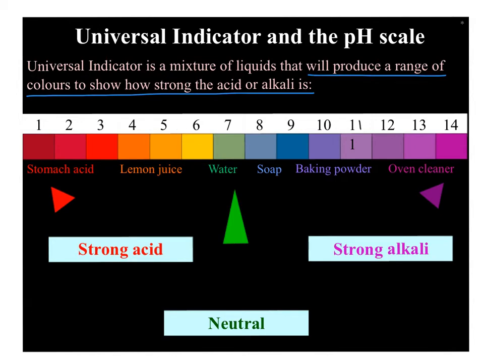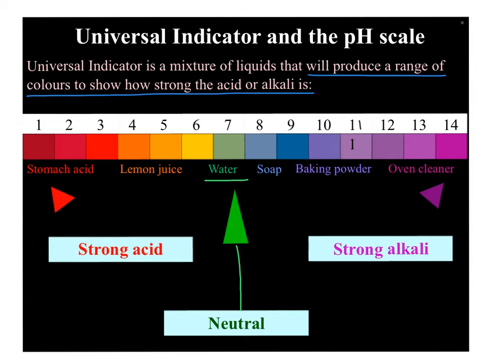Now if we were to start in the middle, you can see that in the middle we have got pH number 7. So a solution with a pH number of 7, when universal indicator is added to it, will turn green. An example of a solution like this would be water, and water is neither acidic nor alkaline, and we can say that water is a neutral solution.